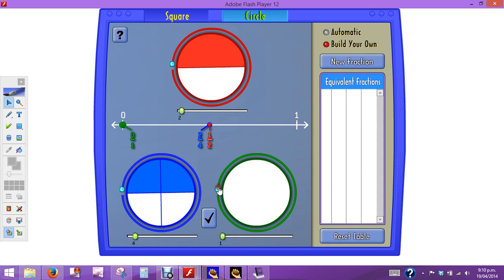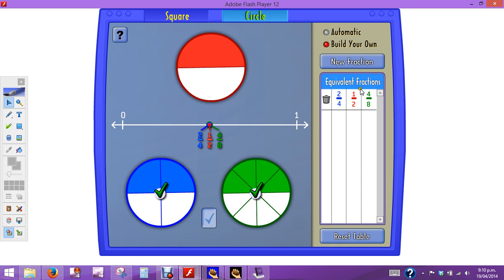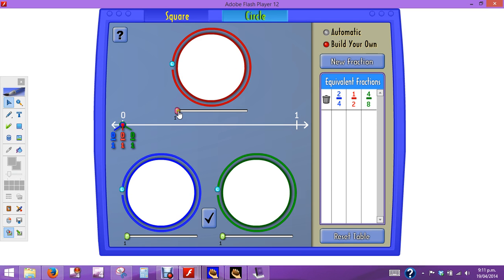And over here, a lot of people like to double them because they can see this double pattern going on. So they show 4/8. Okay. So 1/2, the red one, 1 out of 2 is the same as 2 out of 4 is the same as 4 out of 8. I'm going to show you something a little bit different.